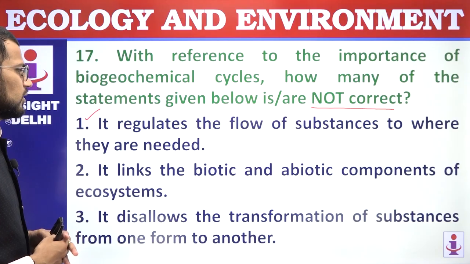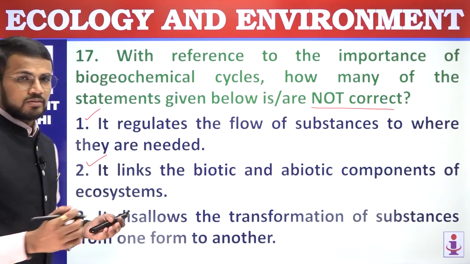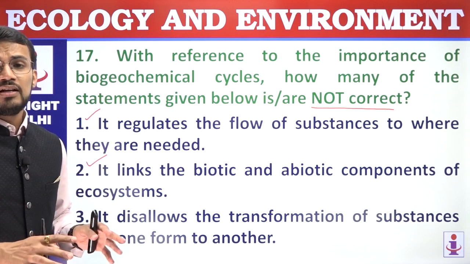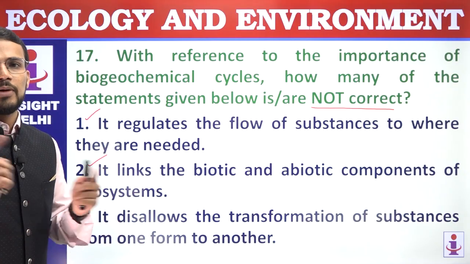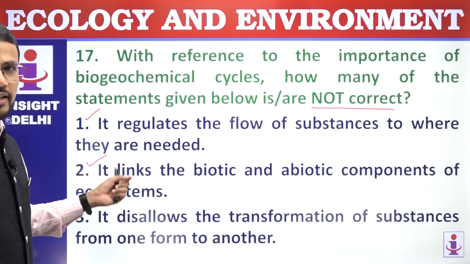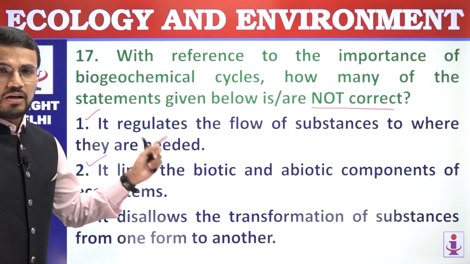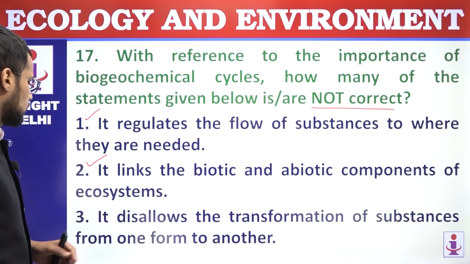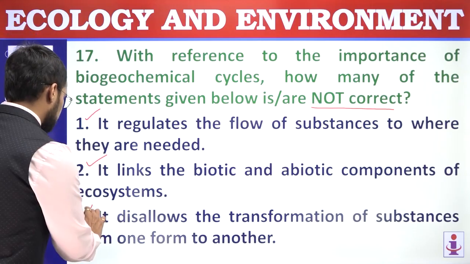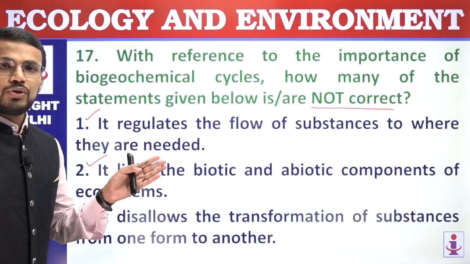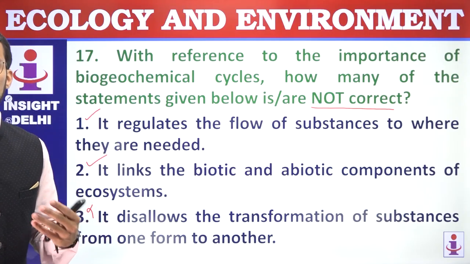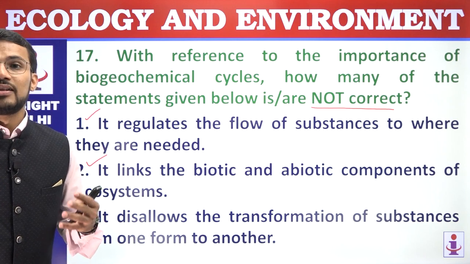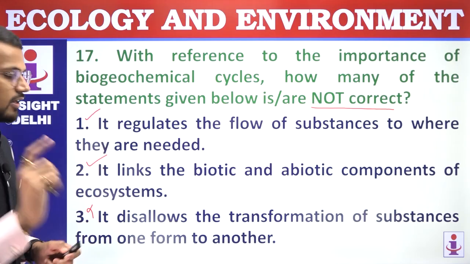Second, it links the biotic and abiotic components of ecosystem. Correct statement, because nutrients which are cycled by these biogeochemical cycles are there in abiotic factors, and they are used by biotic factors, and that's why there is a link established between biotic and abiotic factors by biogeochemical cycles. Third, it disallows the transformation of substances from one form to another. Incorrect. In biogeochemical cycles, one form of nutrient is converted into another form of nutrient. For example, atmospheric nitrogen is converted into ammonia, nitrates, nitrites, and that's why third statement is incorrect.